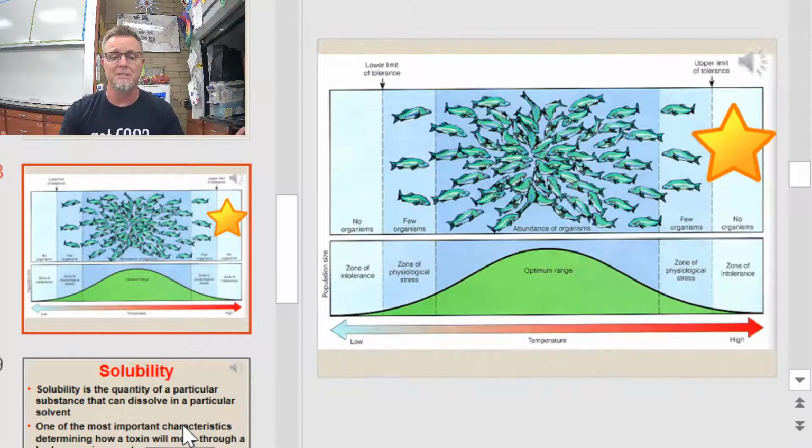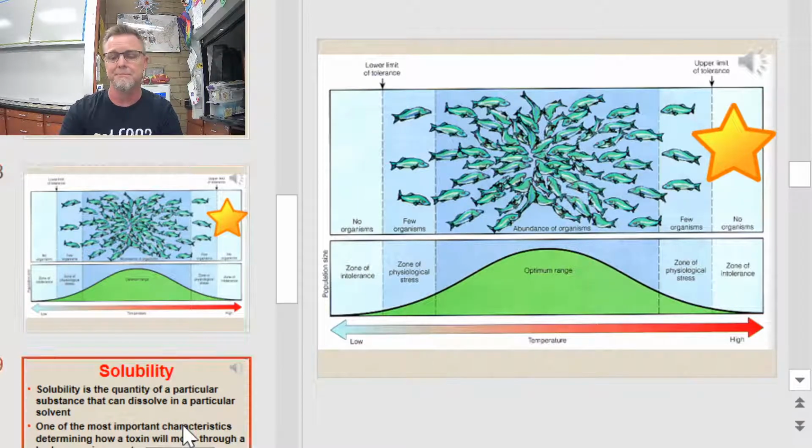And if you go outside of that, remember what we learned in that previous video, you're going to get to a zone of physiological stress. And if we keep pushing the envelope, eventually a zone of intolerance where your population dies off.